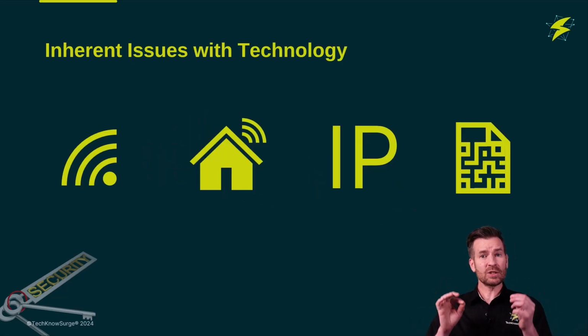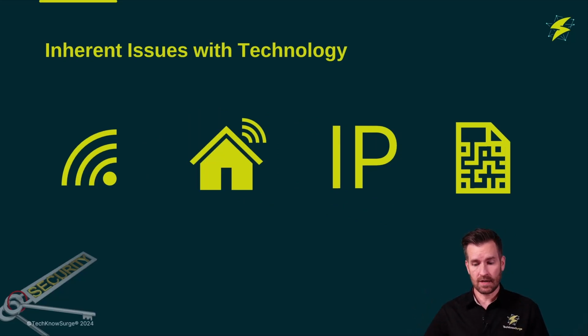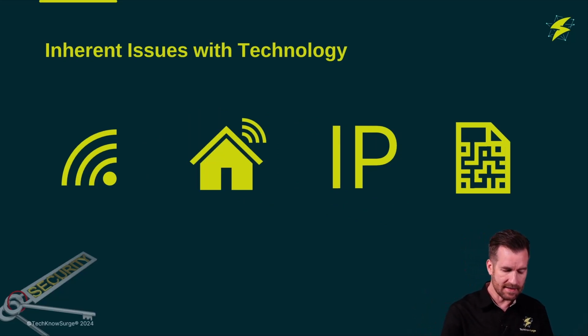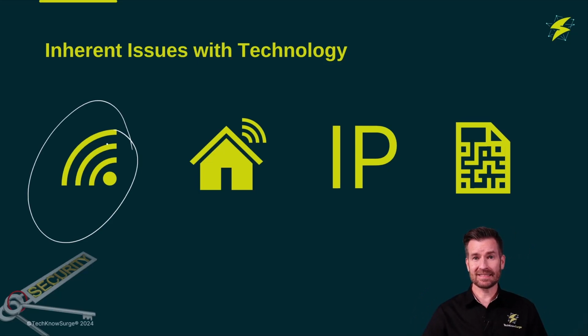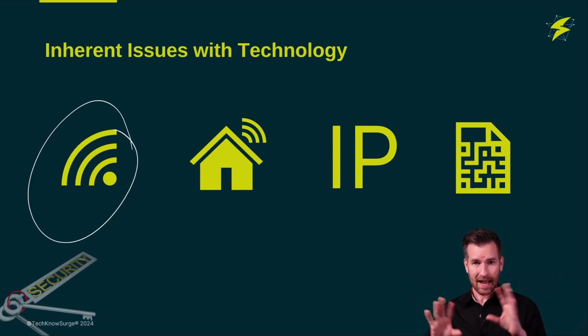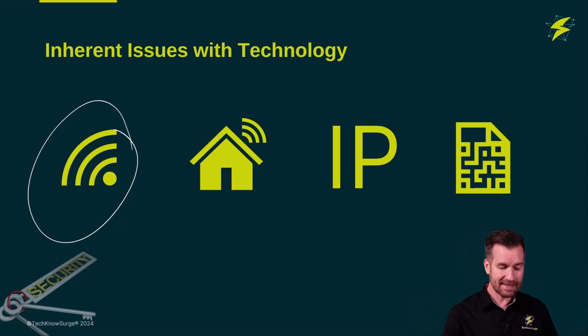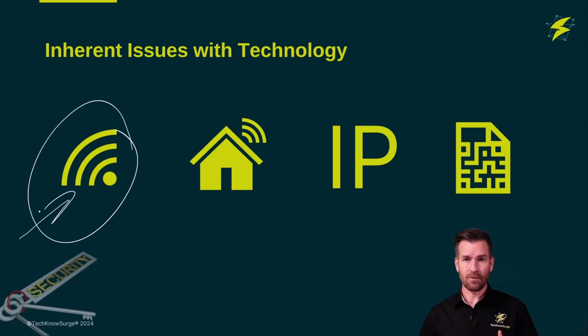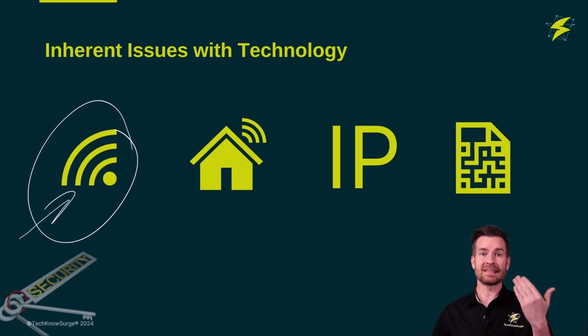And there are also inherent issues with the technology itself. So an example of this is wireless. Wireless is something that we use out there and is really prevalent because it's really convenient. But it's being broadcast, all your messages are being broadcast everywhere. Anybody can listen to those messages that are being sent out. And so that's problematic with the technology itself. Wireless is not known to be secure.